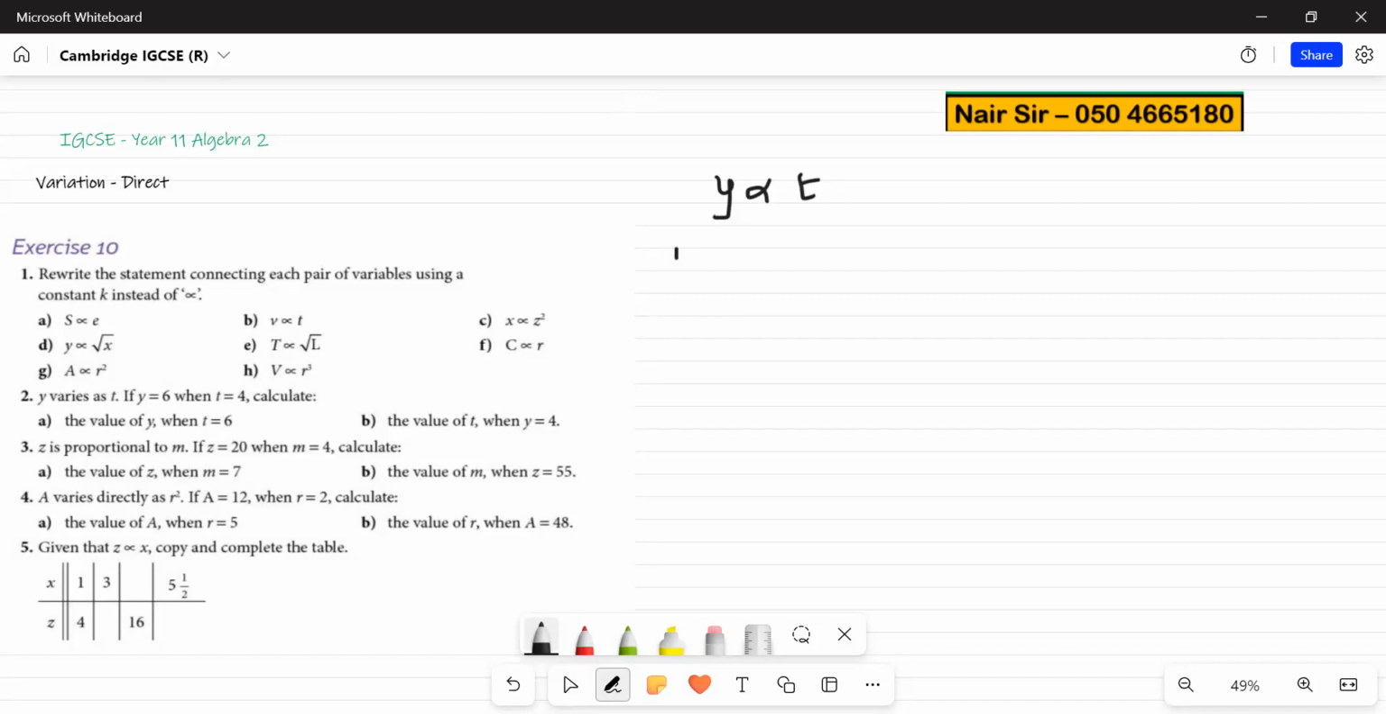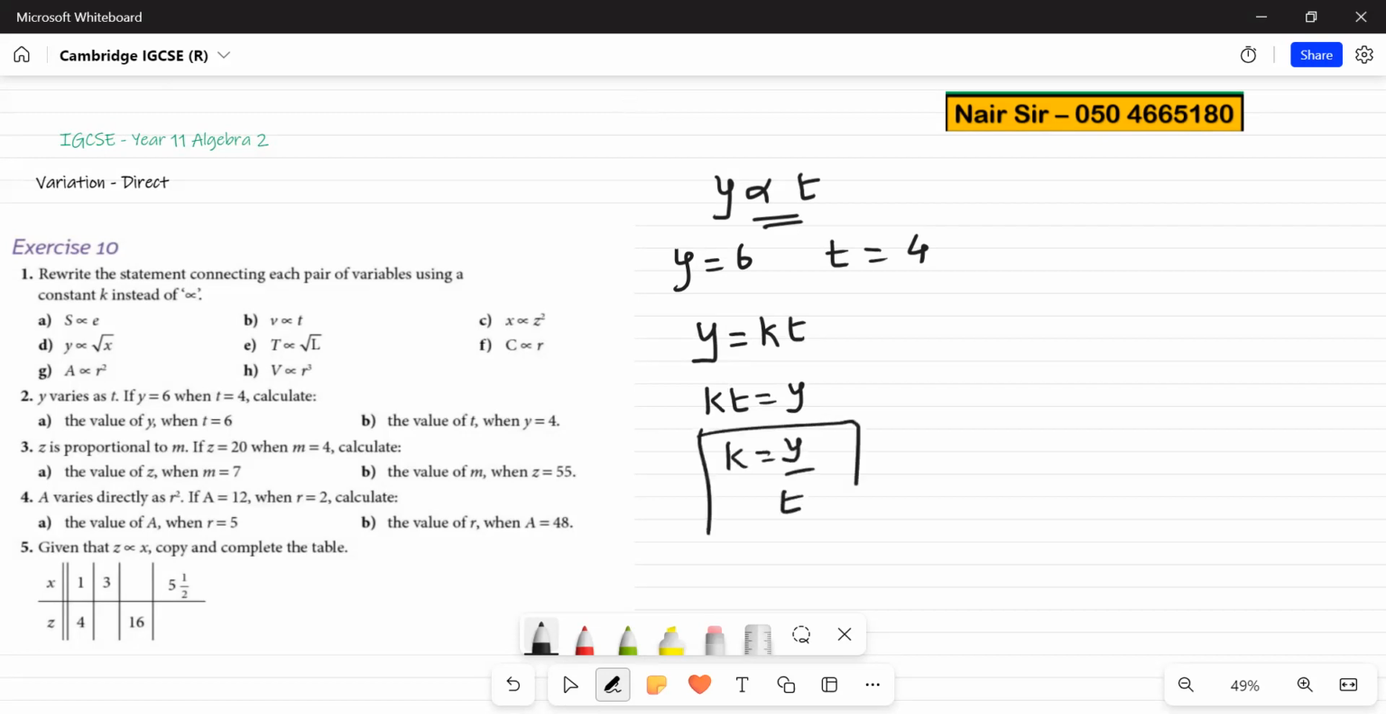If y is equal to 6, t is equal to 4. Now, first and foremost, I'm going to rewrite this in equal form. So y is equal to kt. So I can write this equation as kt is equal to y, and k is equal to y upon t. This is my equation 1.